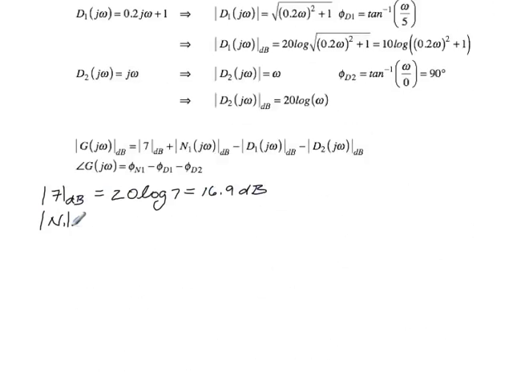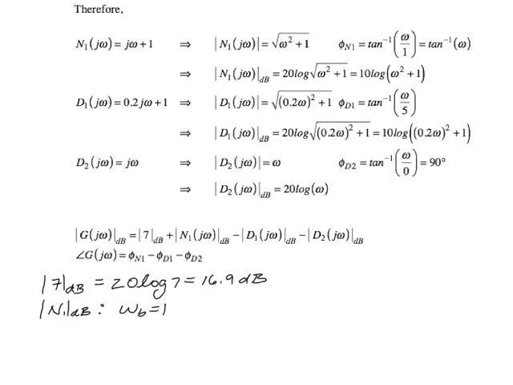N1, if we write N1 in dB, the important thing to look at here is that it has a break frequency of 1. Why is that? If we look back here at N1, there's a 1 that's multiplying the omega. And since it's a linear factor in the numerator, for high frequency it goes as plus 20 dB per decade along the frequency axis, a decade being a power of 10.